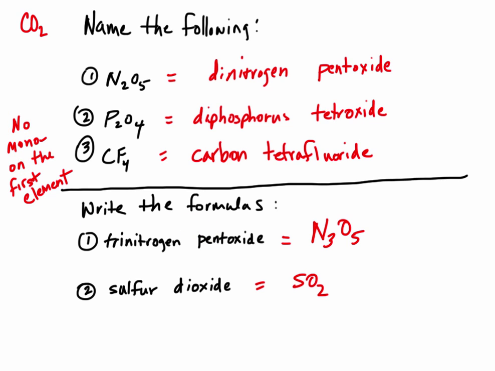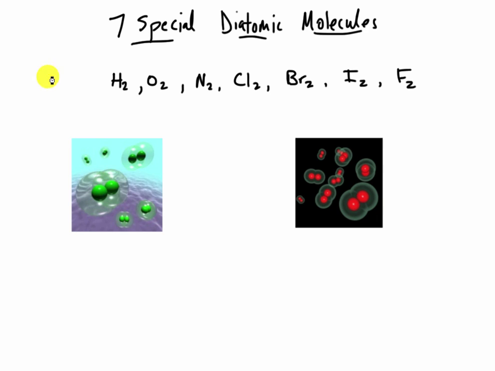So this is the easiest of all the systems. Like I said, don't be misled into thinking you can use this for everything, because you can only use this for molecular. How do you know they're molecular? Because there's 2 nonmetals.